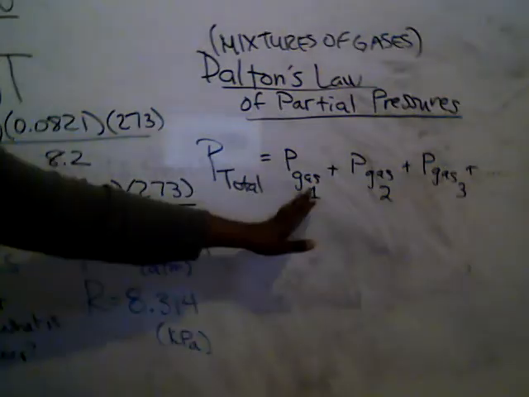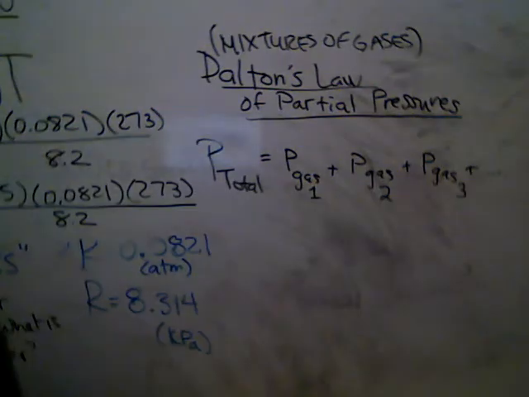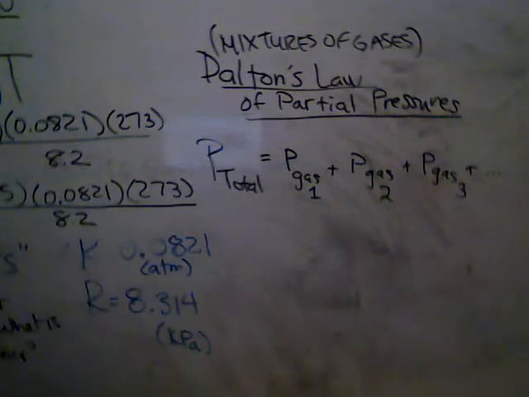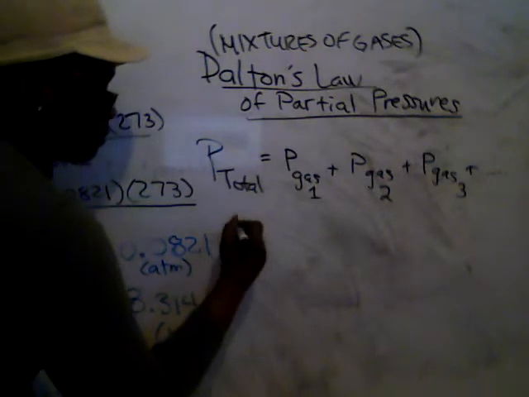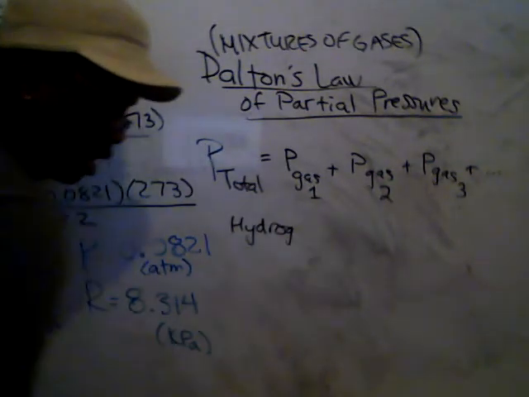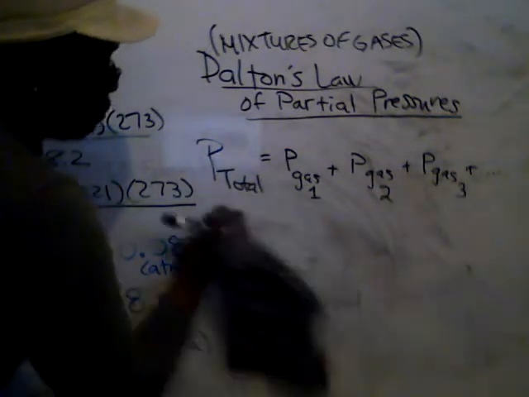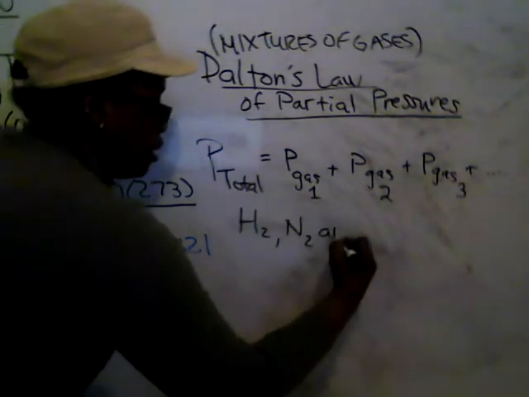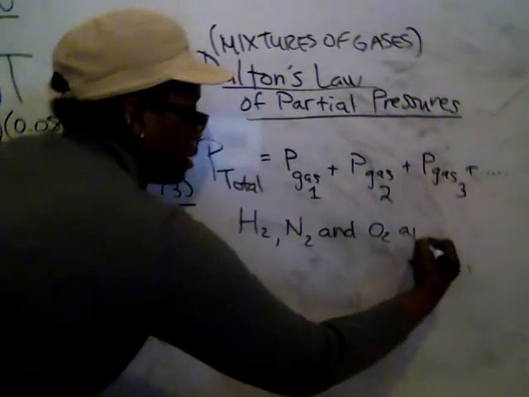So he says as long as you know each of the individual pressures of the gases that you add, you can find the total pressure of all the gases. So an example of how this would work is it could be something like, let's say hydrogen, and I'll put it in chemical formula, make it a little bit easier. So H2, N2, and O2 are mixed together.